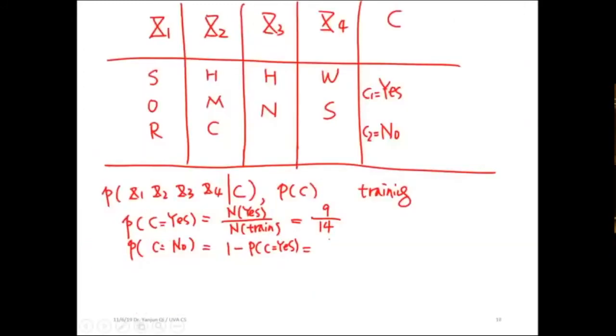5 over 14. All right, so now I have the P(C) part. I need to estimate the second part, which is this. So how many combinations do I need to know for all the possible future data I can give, P of this given this, given the C? For all the possible situations, I need to have 2 cases: one C equals yes or one C equals no, right? Let's just give an example.